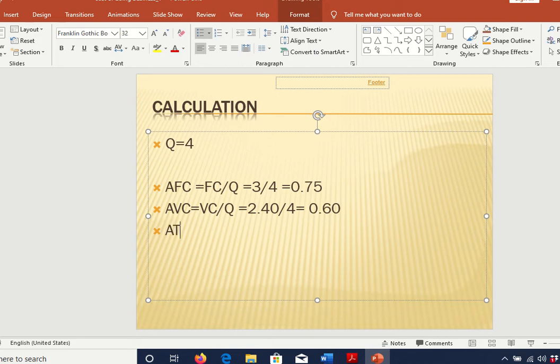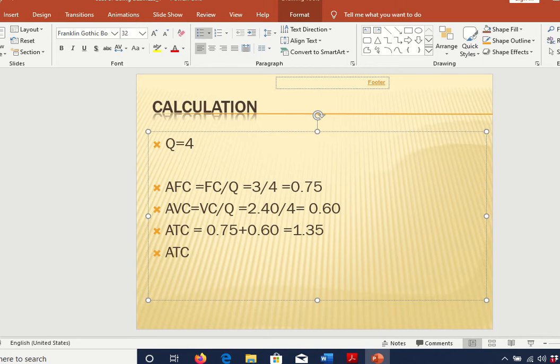So average total cost. There are several ways to find it. One easy way, given the answers that we have found, is to sum up the average fixed cost and the average variable cost. So 0.75 plus 0.60 will give us 1.35.